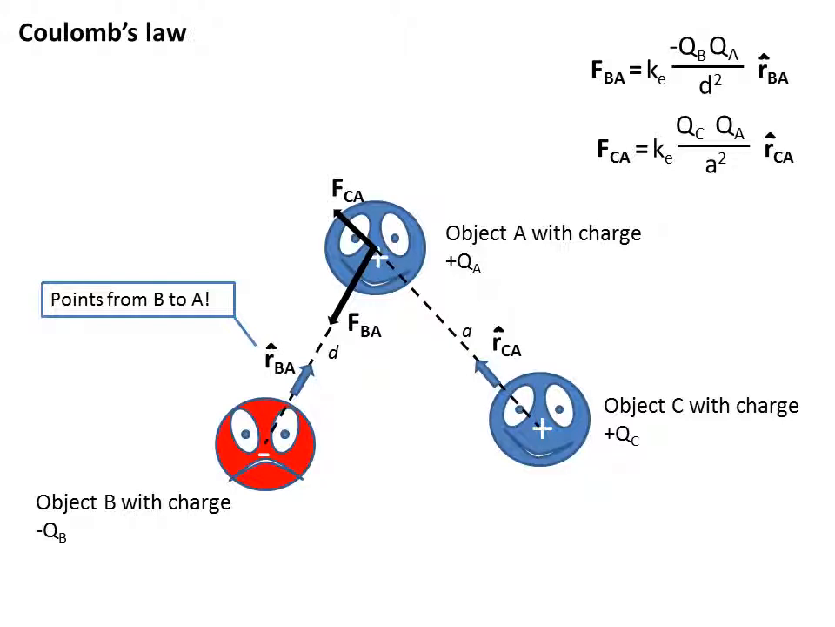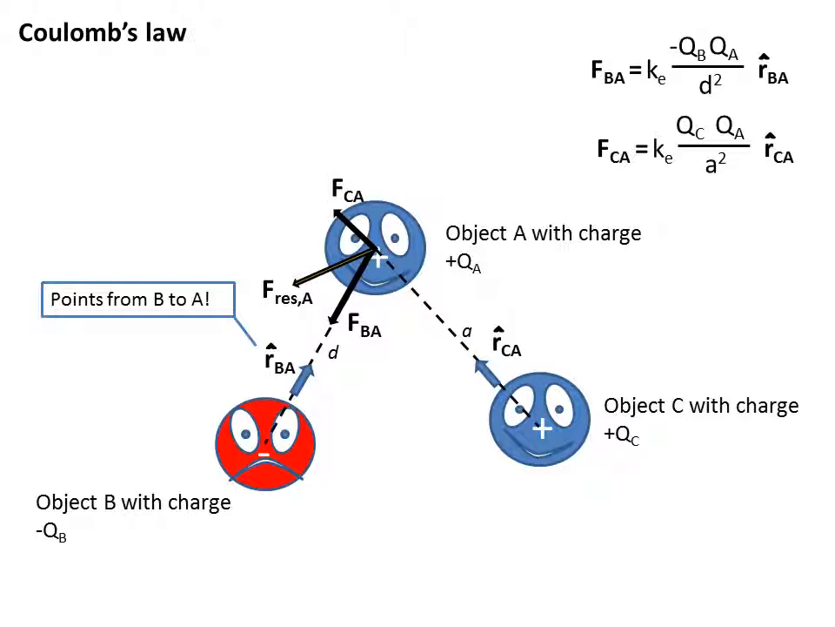Object A therefore experiences a resultant force due to the presence of both objects B and C. We can calculate this resultant force graphically by simply putting the force FBA on the tip of the force FCA and then joining the tail of force FCA to the tip of force FBA, as is shown on the screen.